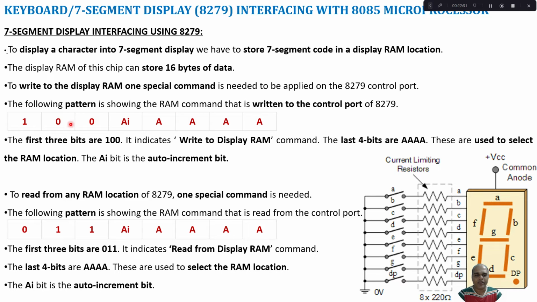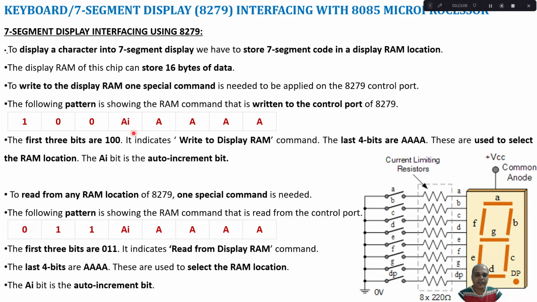What is that special command? It's an 8-bit value. Here you can see 100 will be used for identifying it as write to display RAM. If I put 100 in the MSB part, it means the CPU is going to write the data onto your RAM. Then the last 4 bits indicate the location of your RAM. 16 characters can be stored in the display RAM, so out of the 16 characters, which character will be sent out? That RAM location is given by these 4 bits.